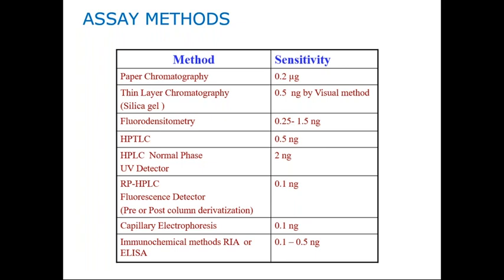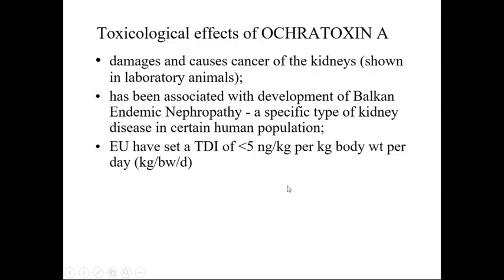Okay, several methods are there to assay it, but nowadays we use HPLC and LC-MS/MS to detect the aflatoxins, and you can even go down to as low as 0.1 nanogram. And now coming to ochratoxin, this damages and causes cancer of the kidneys.